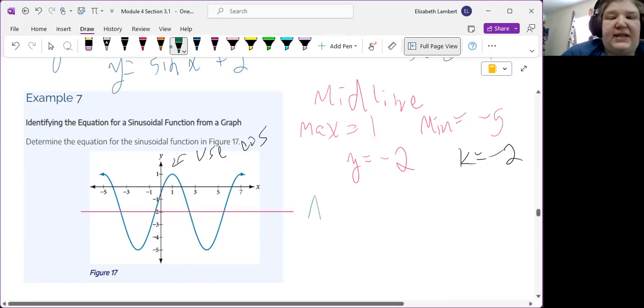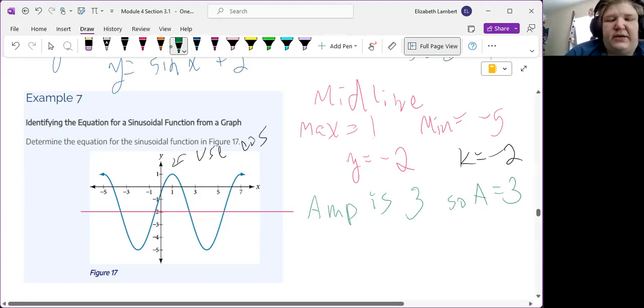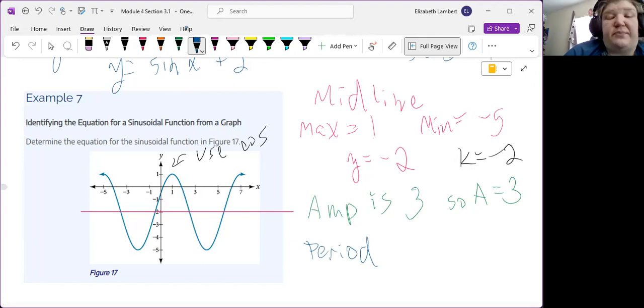All right, the amplitude, it was 6 all the way across, so it's 3. So our A value is 3. All right. Now let's figure out the period. So I start at 1, down all the way back up, and that repetition appears to stop at 7.